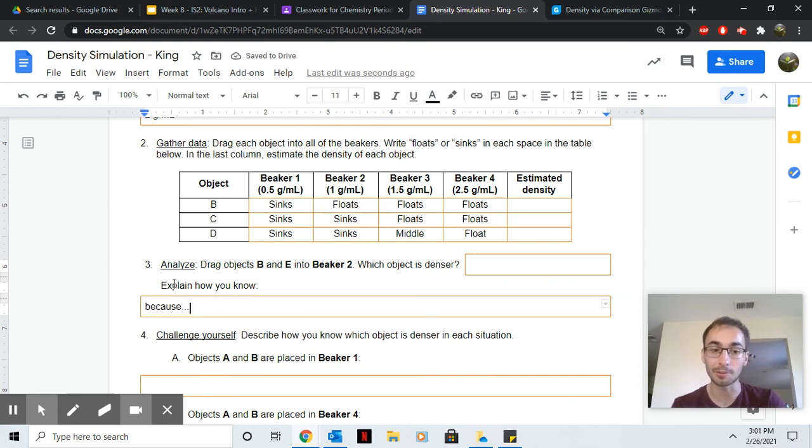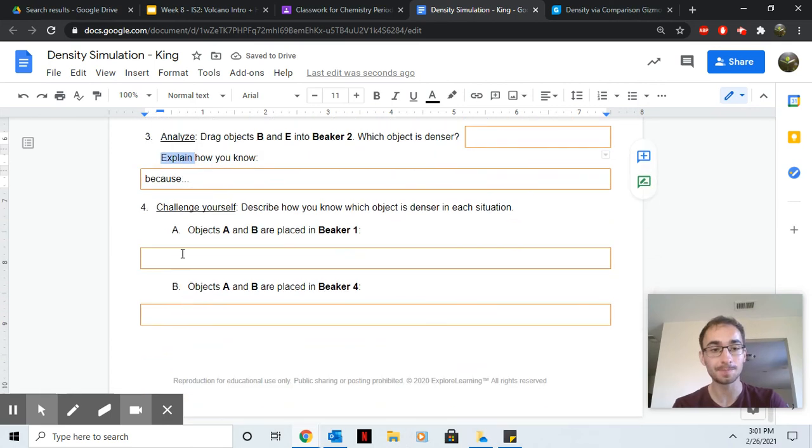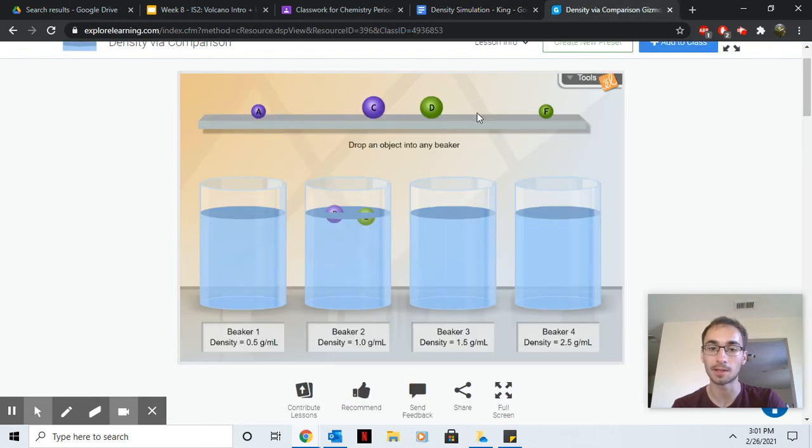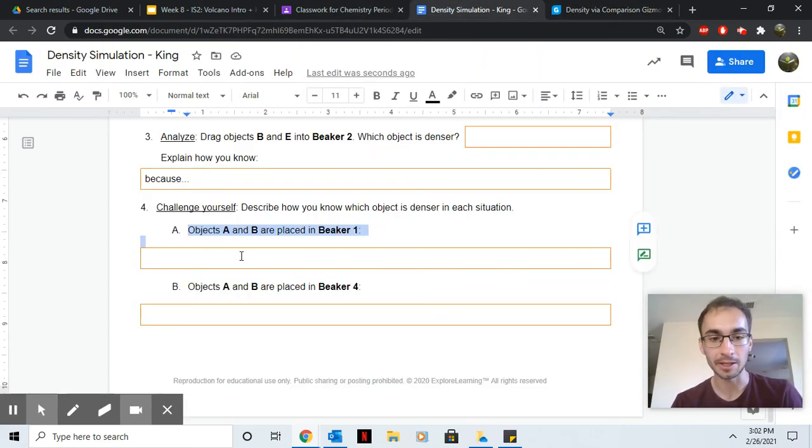When I say explain, I want the word because. Next, describe how you know which object is denser in each situation. Objects A and B are placed in beaker 1. Okay. So I'm going to put B in beaker 1, and I'm going to put A in beaker 1. Okay, based on that, which one do you think is denser? A or B? And then how do you know that? That one is that one right here.